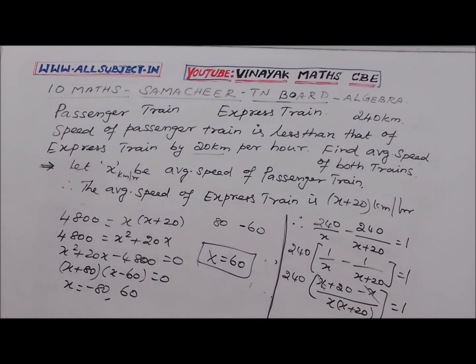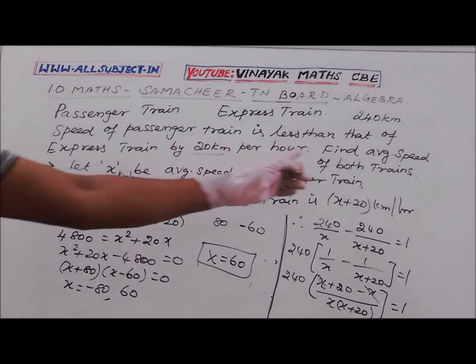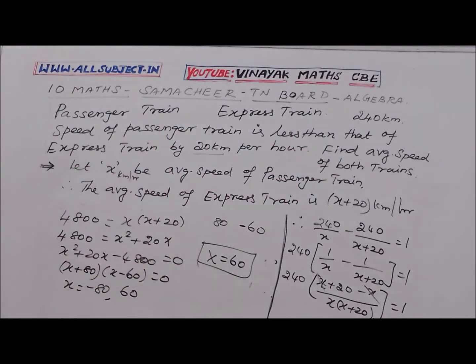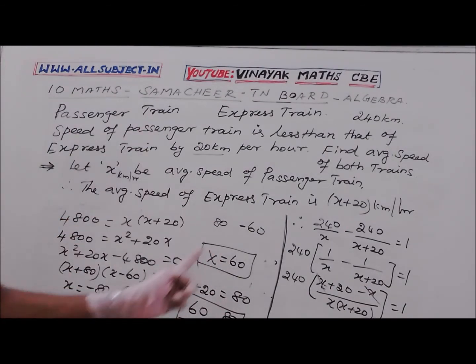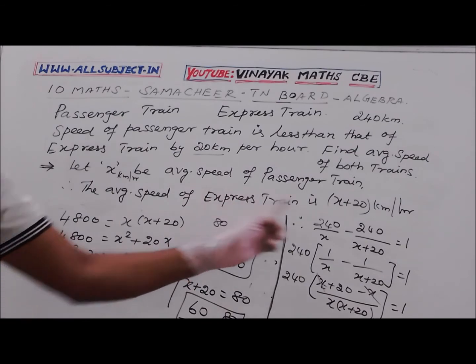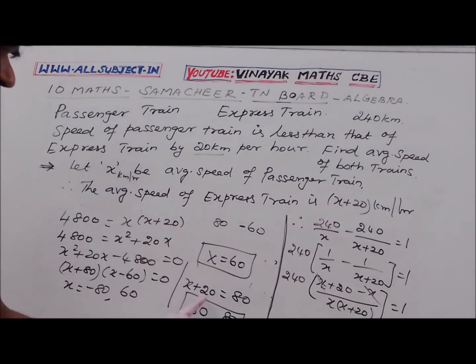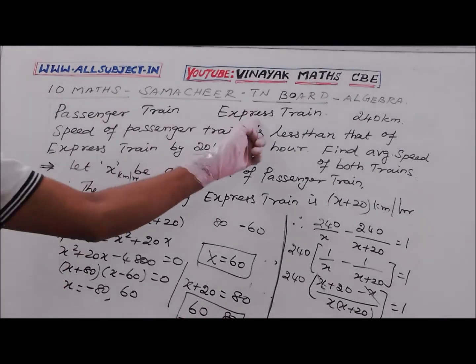So the average speed of the passenger train is 60 km per hour, and the average speed of the express train is x plus 20, that is 60 plus 20, which is 80. So 60 and 80 are the average speeds of the passenger train and express train.